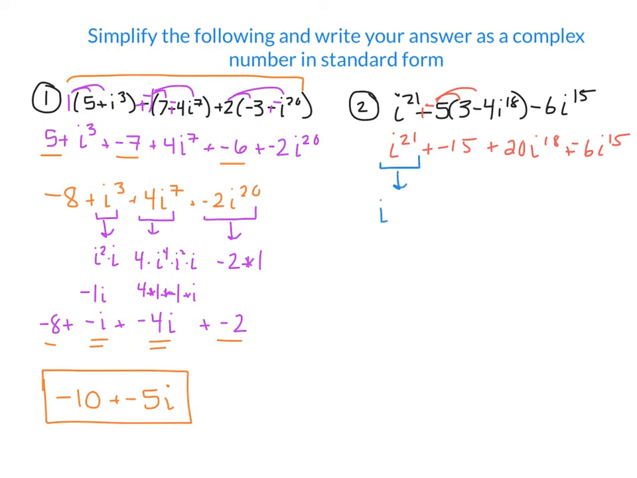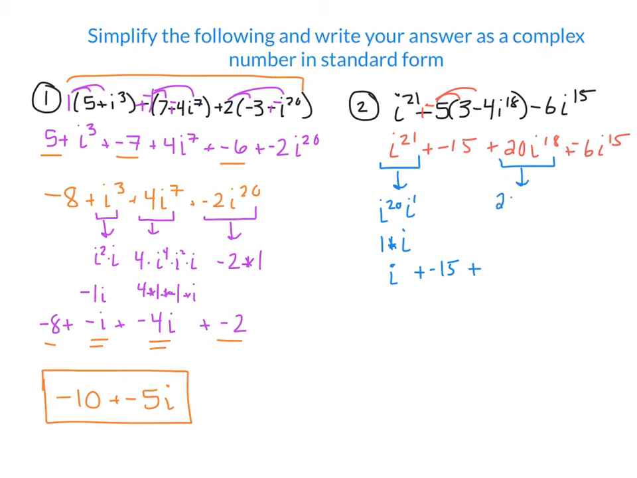So this one I can rewrite as i to the power of 20 times i to the power of 1. i to the power of 20 is divisible by 4, so that's just 1 times i, which becomes i. That -15 is just going to stay -15. That can't simplify further. Then I have 20 times i to the 18th.